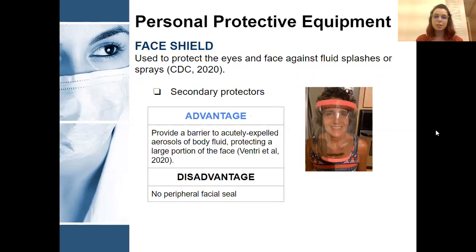The face shield, as modeled by Paulo Rizzo here, is used to protect the eyes and face against fluid splashes or sprays. They're considered to be secondary protectors simply because they don't offer that full seal around the eye socket. The advantage to wearing the face shield is that it provides a barrier to acutely expelled aerosols of body fluid, protecting a larger portion of the face. The disadvantage is, of course, that there's no peripheral facial seal.